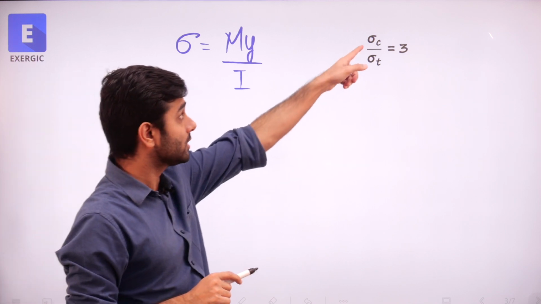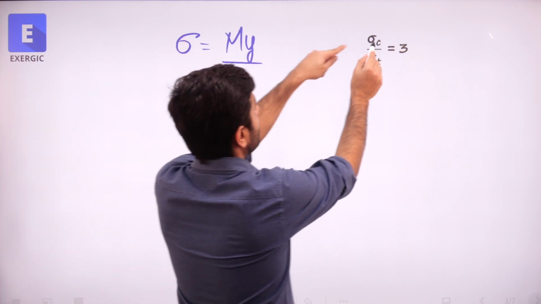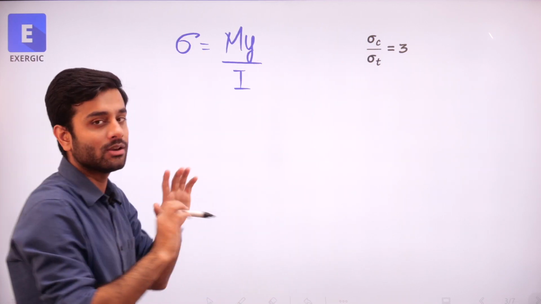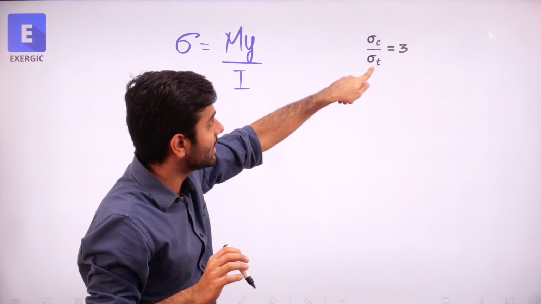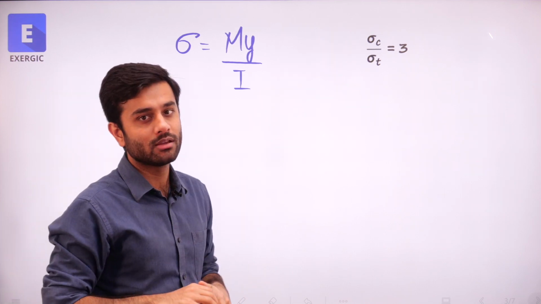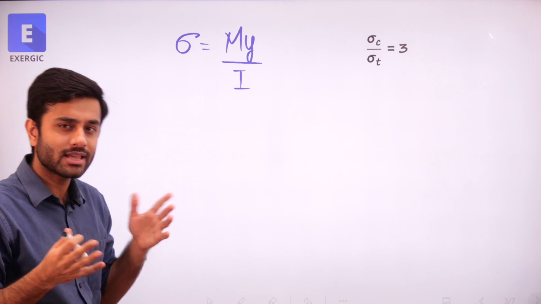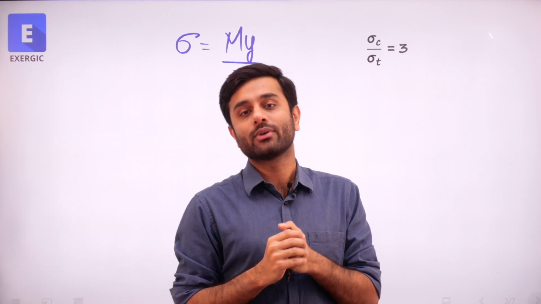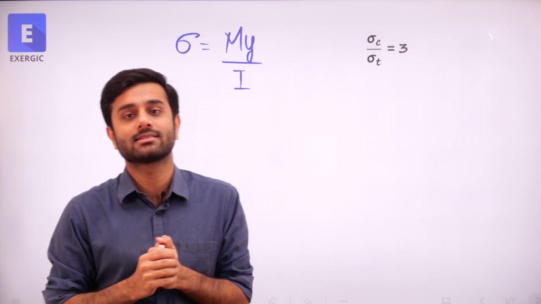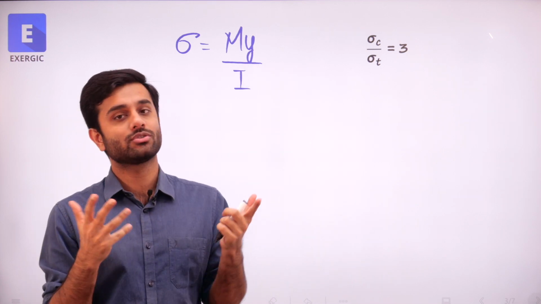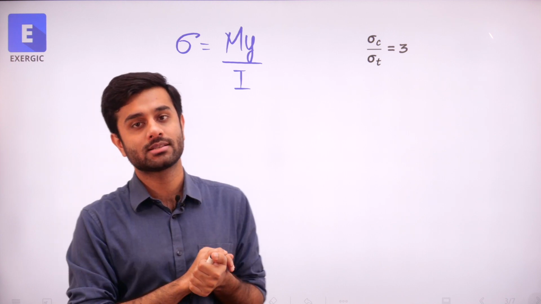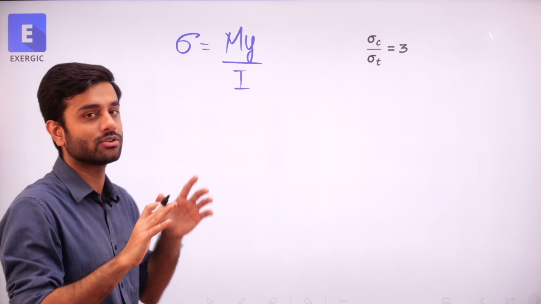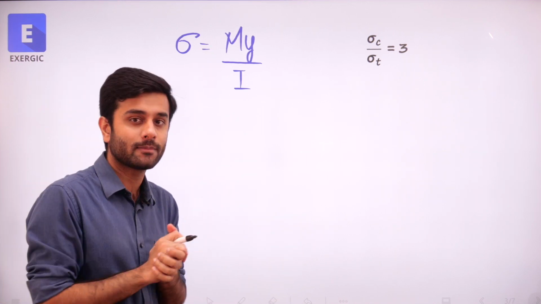So if I put the expression here in sigma c, M will not change, it will be the same as its value in sigma t. What about the value of I? Same. I is a geometric property with respect to a specific axis. That value also is not going to change for a given section. So basically M by I does not change for a given section.